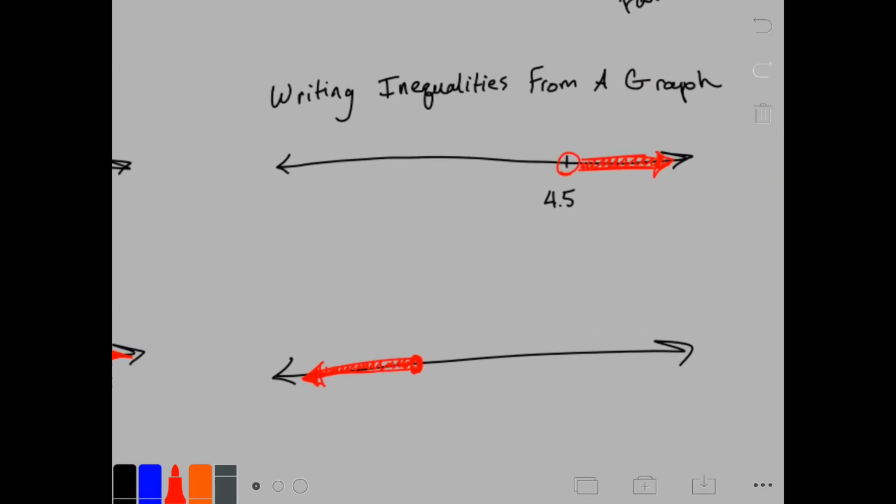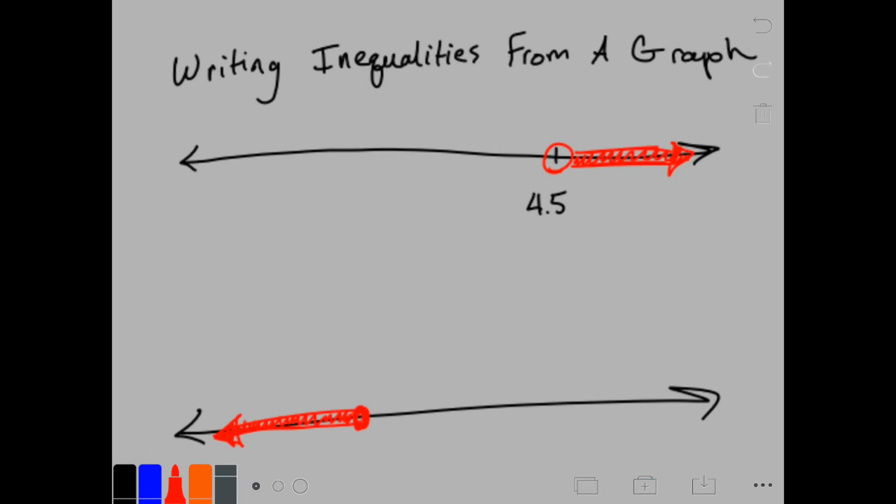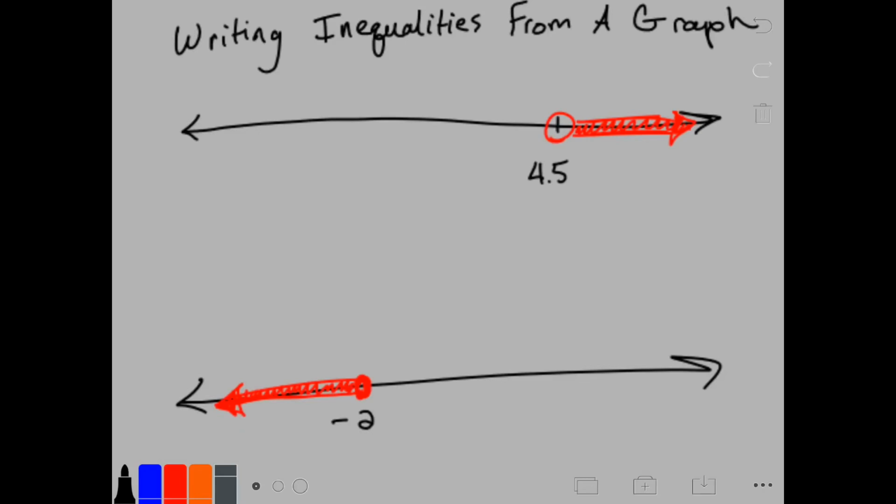How about writing inequalities from a graph? A couple things we've got to look for here. Looking at the top one, I'm going to start by picking a variable. It can be anything you want. Typically we're going to use x, so I'll use x in this example. Now I need to think, am I shading to the right or to the left? In this case, I'm shading to the right. The numbers are greater than 4.5, so we're going to have greater than. This is an open circle at 4.5, so we do not need the equal to line underneath my greater than sign.